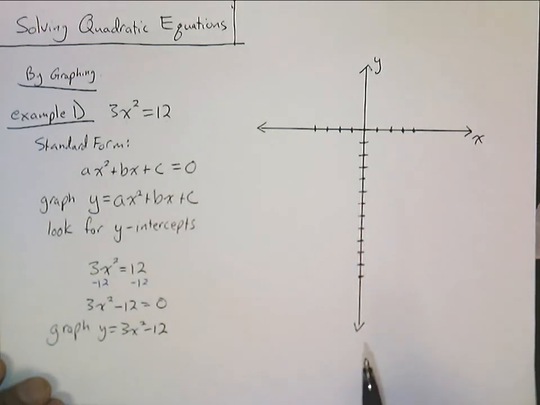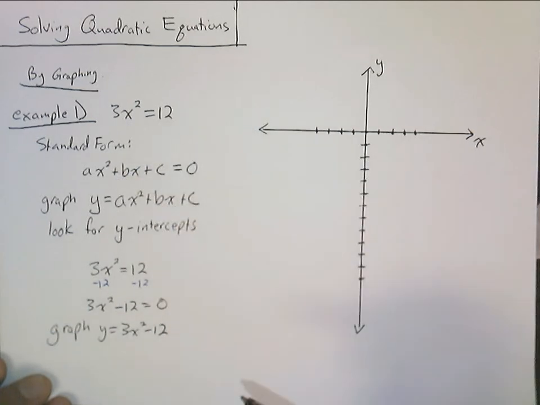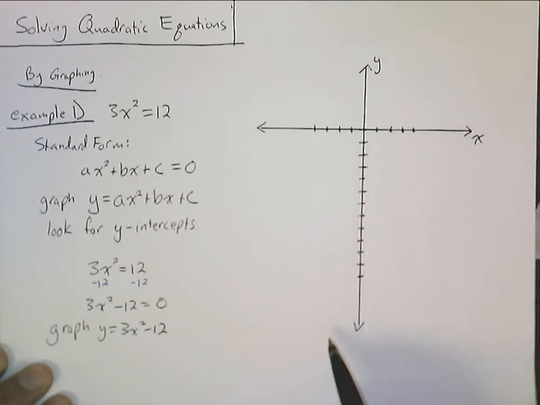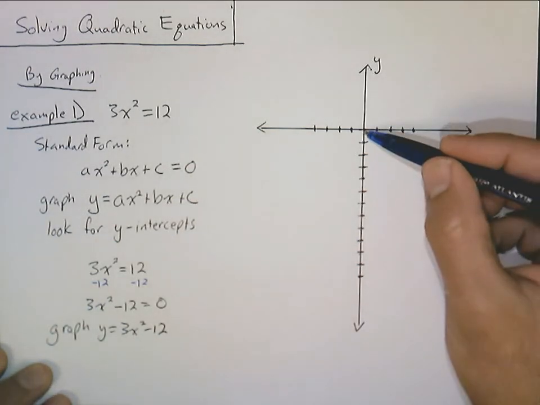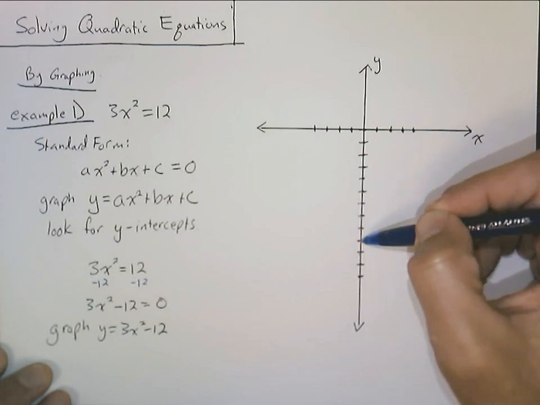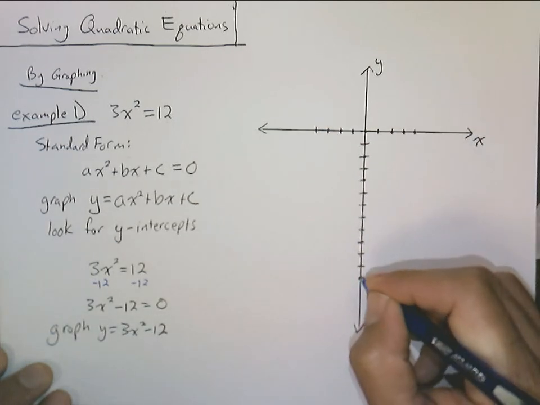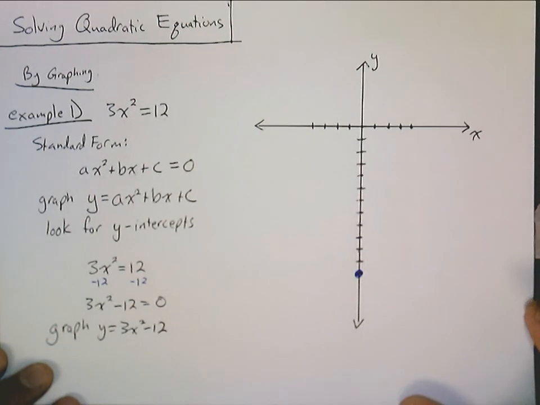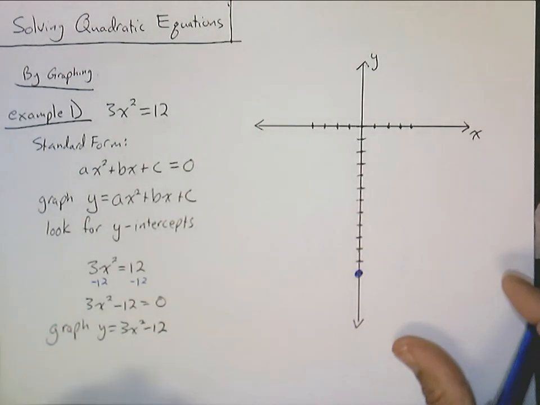This is a pretty easy one to graph. Notice that there's no bx term in here, so we know that the line of symmetry is going to be the y-axis. We can get the vertex or the y-intercept as well just by looking at c here, negative 12. So our y-intercept will be 1, 2, 3, 4, 5, 6, 7, 8, 9, 10, 11, 12, right here. And that's also going to be the vertex because it is on the line of symmetry.